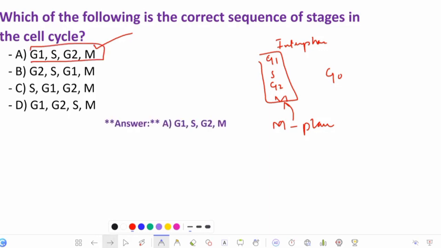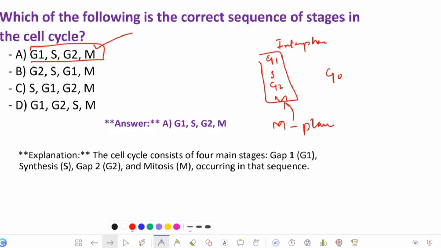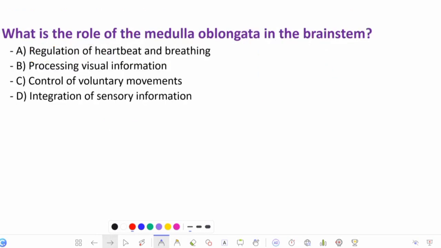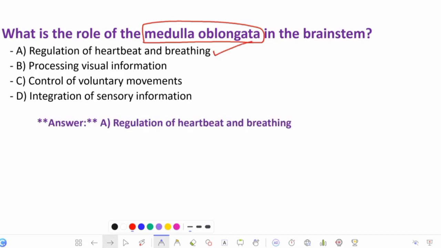Next one, what is the role of the medulla oblongata in the brain stem? Medulla oblongata is a part of the brain, okay, in the brain stem. Number one, regulation of the heartbeat and breathing. The first one is the correct option. So medulla oblongata is responsible for regulation of the heartbeat and breathing.